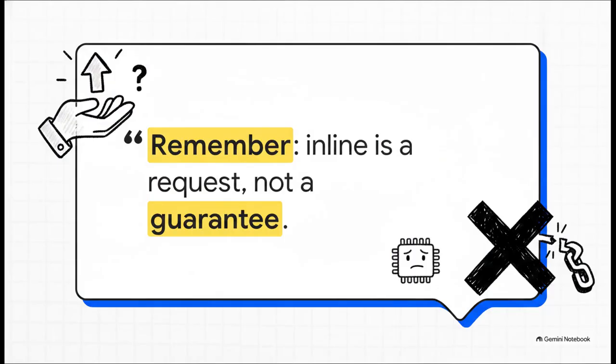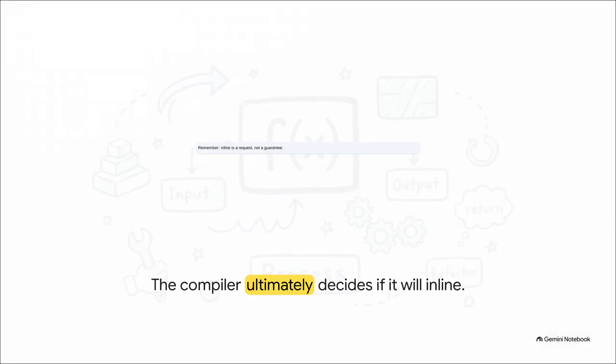But here is the crucial catch. You are only asking the compiler for a favor. Writing the word inline before your function does not force the compiler to actually do it. At the end of the day, the compiler ultimately decides. If your function is too complex, maybe it has huge loops or complicated statements, the compiler will look at your inline request, politely ignore it, and just treat it like a normal, everyday function call.